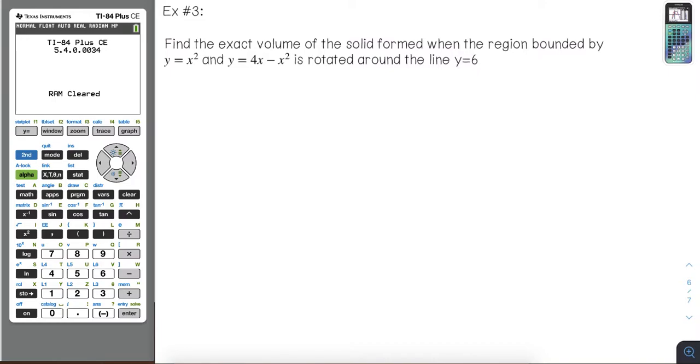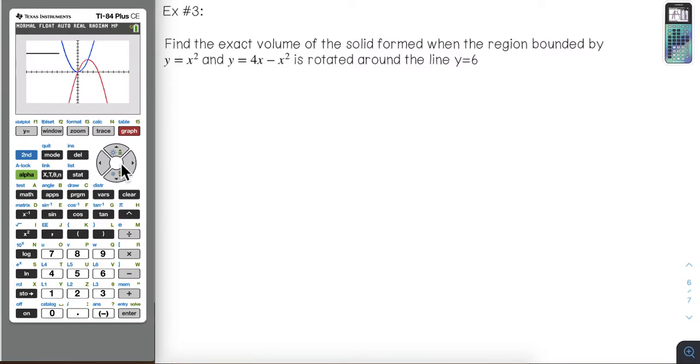Okay, so let's go ahead and actually use the graphing calculator to do this. So let's go to y equals. I have x squared here, 4x minus x squared, and then y equaling 6. I'm just going to go ahead and graph that too. Okay, so we have this little graph here.